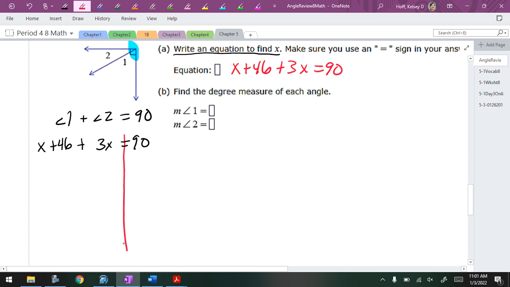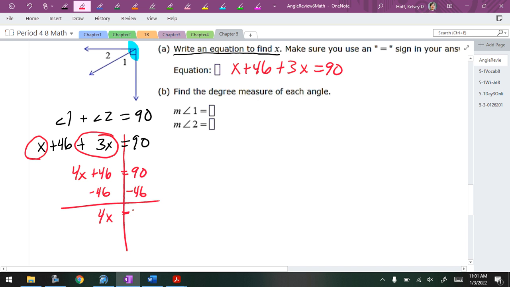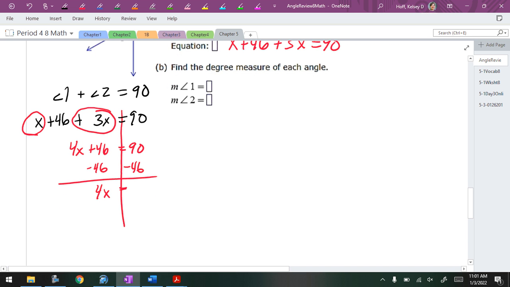Before you subtract 40x, say it again. Combine your like terms, right? Because they're on the same side. X and 3x would really give me 4x plus 46 equals 90. Now I subtract 46. 4x equals 44. Then divide by 4. X equals 11.